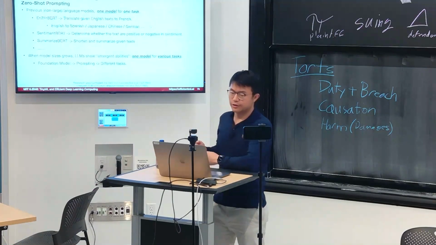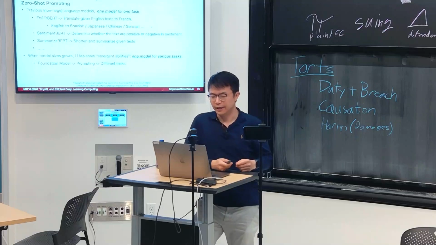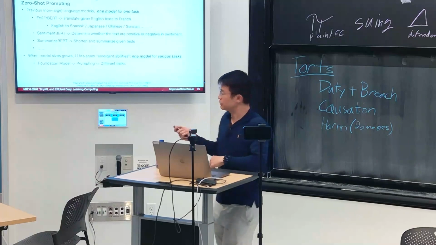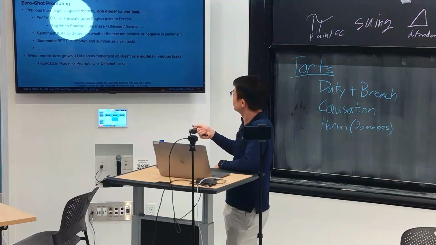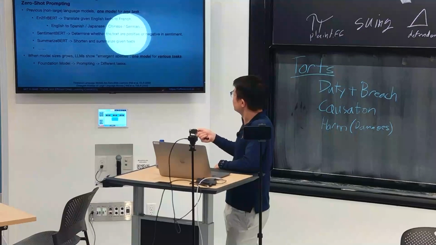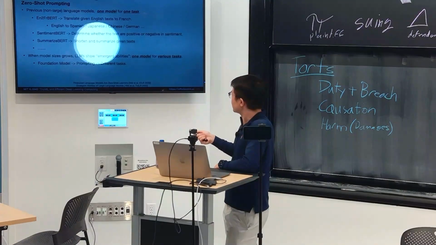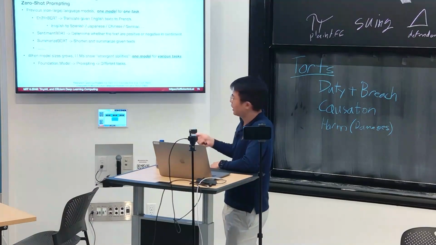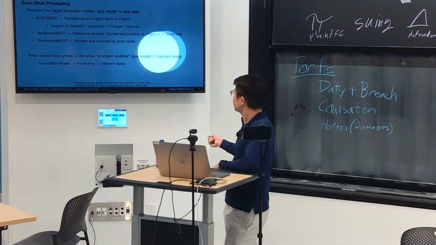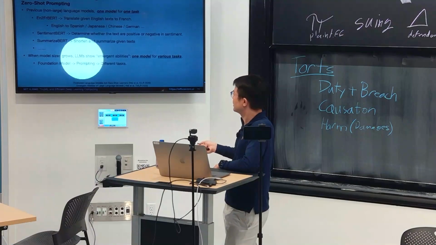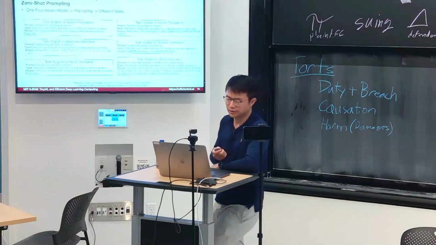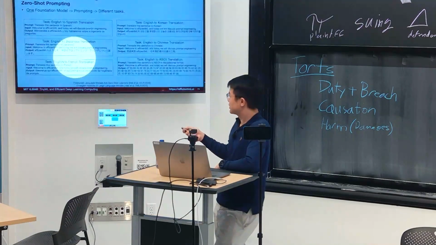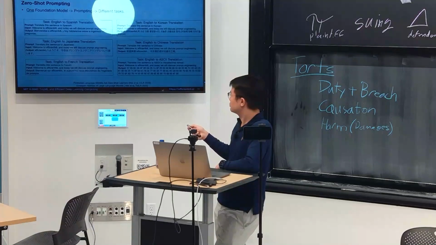Okay, so zero-shot learning basically builds on top of this one model, one task. Like translating from English to French, we need one model, and to determine the sentiment, we need a sentiment model. To summarize the text, we need a summarize model. But now we want to have one model to deal with many different tasks. So that's why it's very important to do proper prompting. Zero-shot prompting is basically achieving this goal: one foundation model to do multiple tasks.